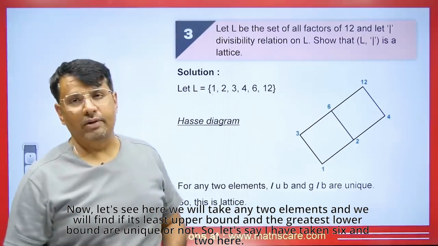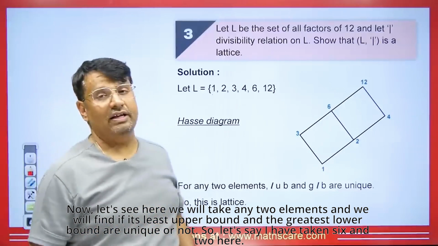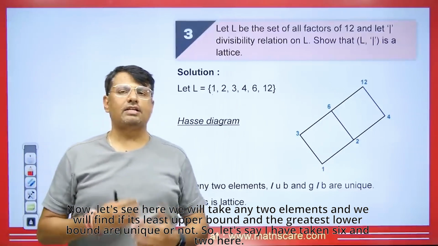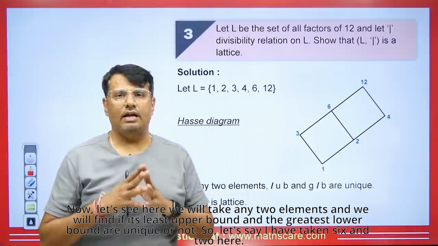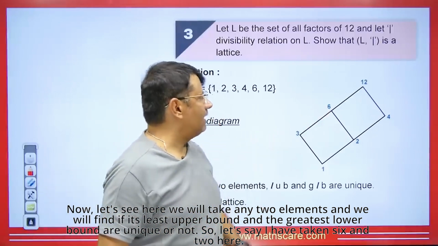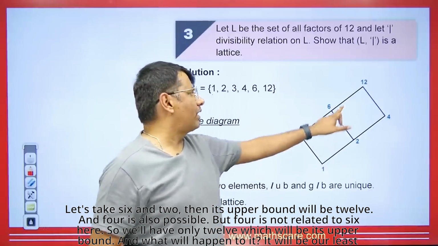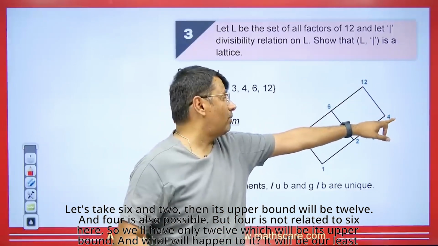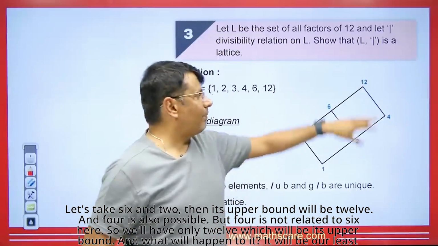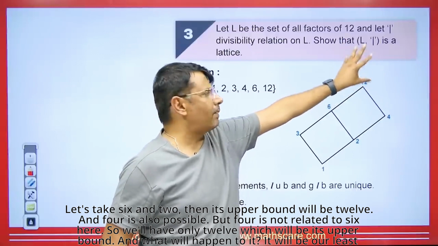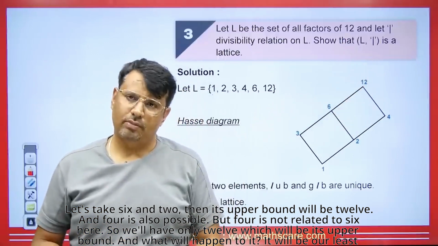Now let's see here, we will take any two elements and find whether their least upper bound and greatest lower bound are unique or not. So let's say I have taken 6 and 2 here. Then their upper bound will be 12, and 4 is also possible, but 4 is not related to 6 here. So we will have only 12 as their upper bound. And it will be our least upper bound.